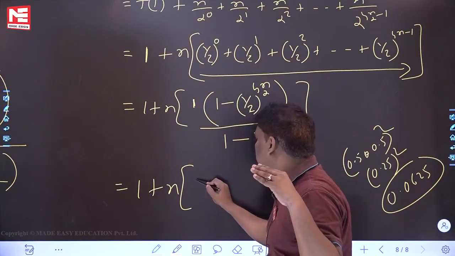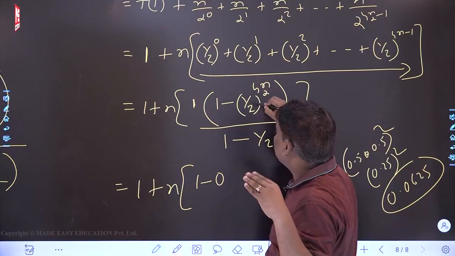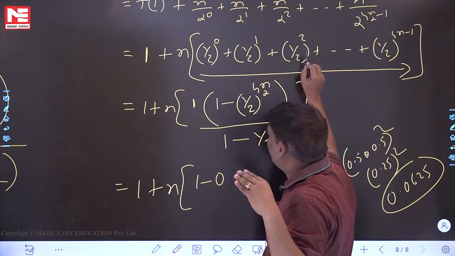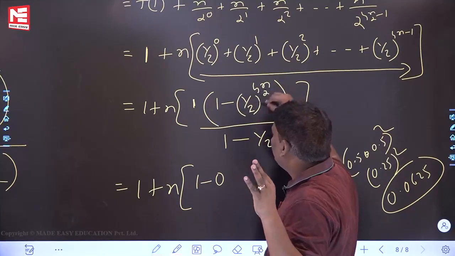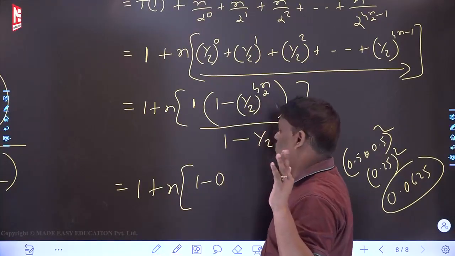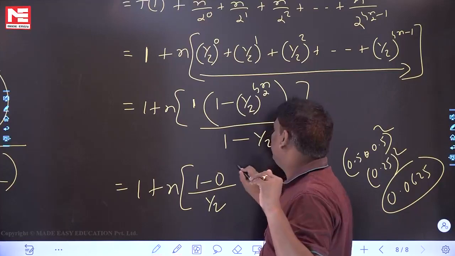Let me write this now. This is nothing but 1 minus 0. See this: 1 by 2 is 0.5. If I do whole square, 0.25. Once again whole square, 0.0625. Decreasing, decreasing, decreasing. This becomes almost constant, almost like 0. So 1 minus 0 by 1 minus 1 by 2 means 2.